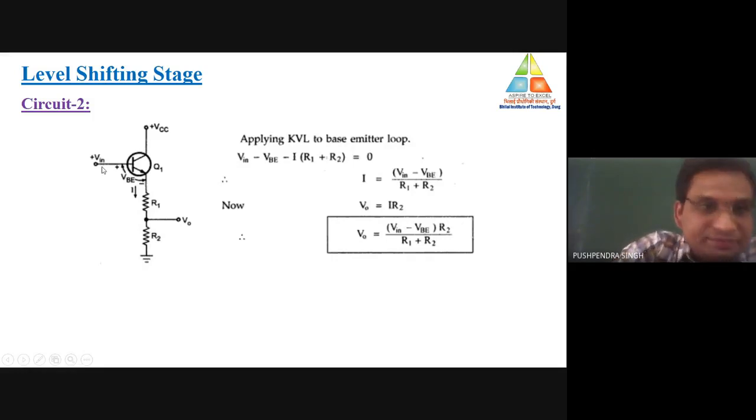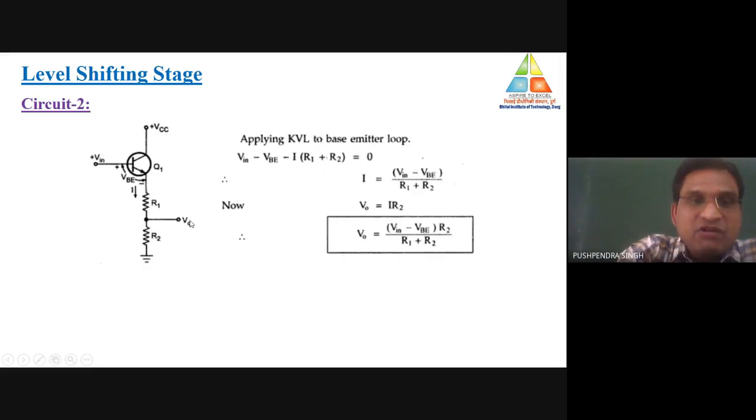How? Let's see. Apply KVL at the base to emitter terminal of transistor number 1. Starting from there: V in minus VB minus I times (R1 plus R2) is equal to 0, since the current is the same in both resistances R1 and R2. From there, I is equal to V in minus VB divided by R1 plus R2.